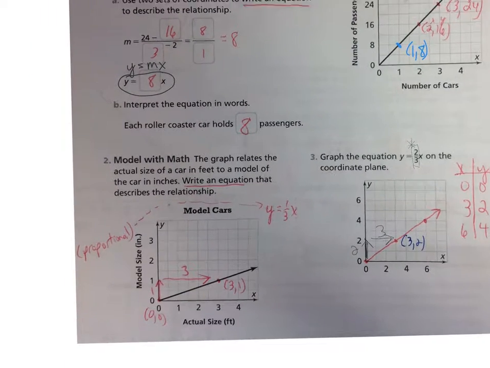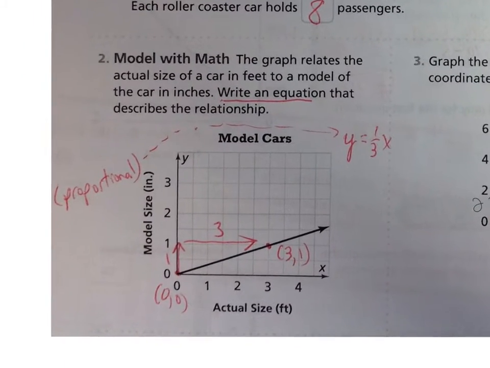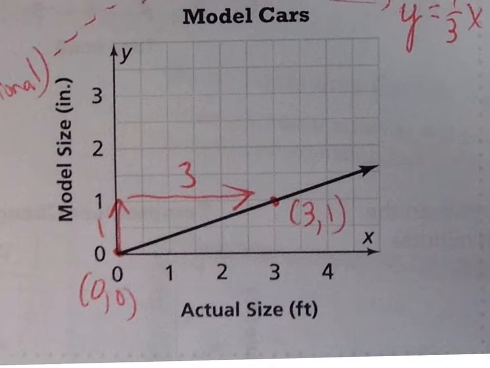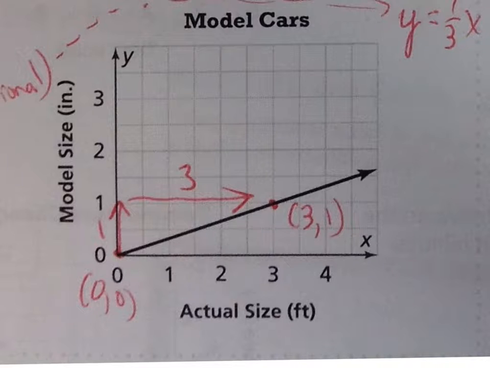Number 2, the graph relates the actual size of a car in feet to a model of the car in inches. Write an equation that describes the relationship. So this one, some good points here would be (0, 0) and (3, 1). It does go through (1.5, 1/2), but that's not as nice of a point, really. (3, 1) would be a much nicer point for you guys.